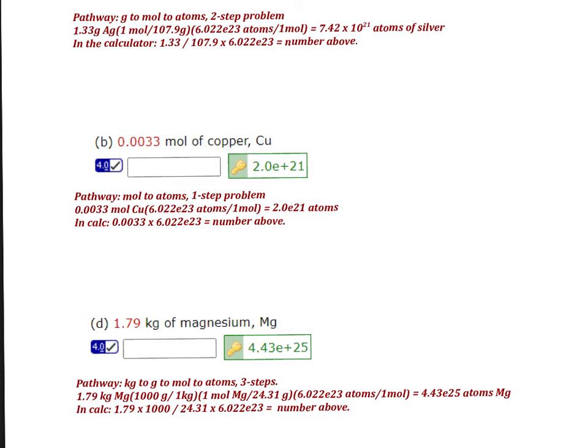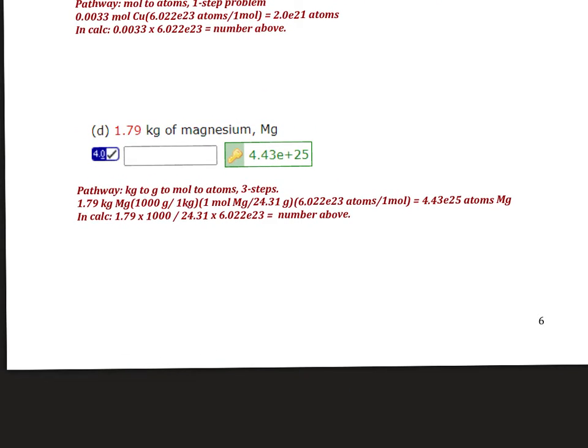This next one is a little bit trickier-ish. Is that a word? We have 1.79 kilograms, and we're trying to get to atoms, so we have to do an extra step. We will do kilograms to grams to moles to atoms, and these will be the units on top, and then to get the units on the bottom, we take that unit, we shift it over to the right, and put it in the denominator. That's my little kitschy way of doing this.